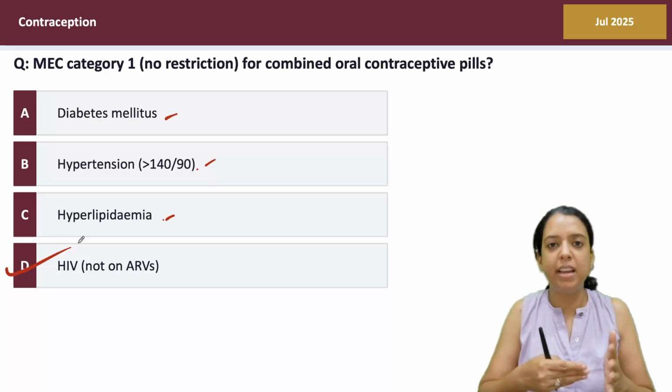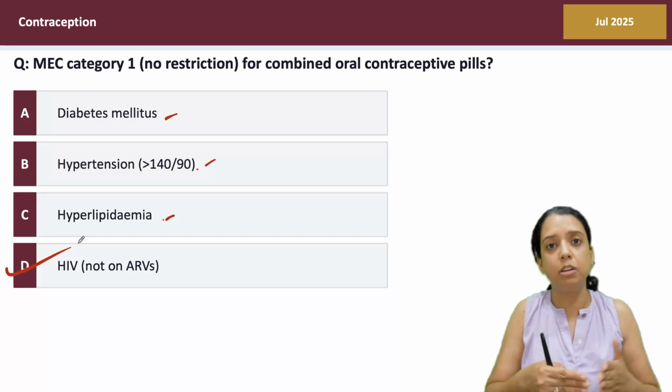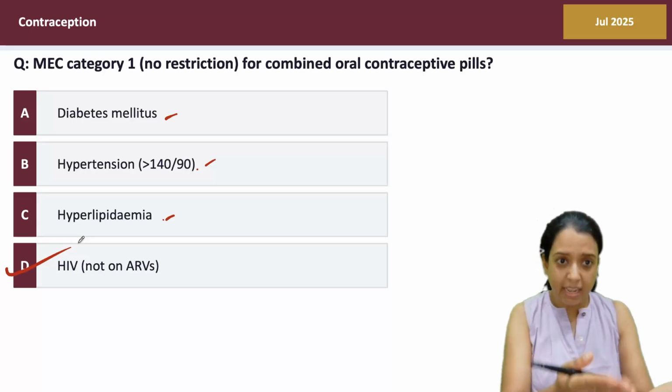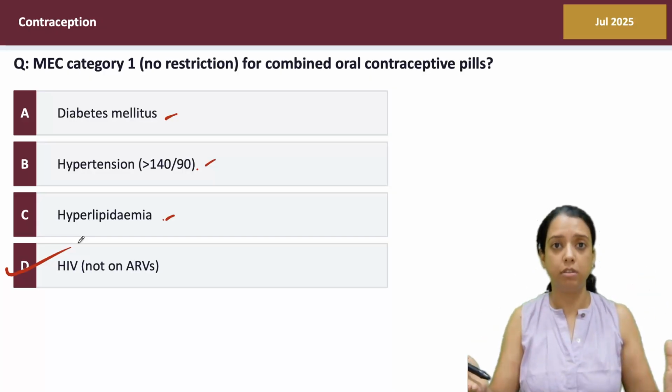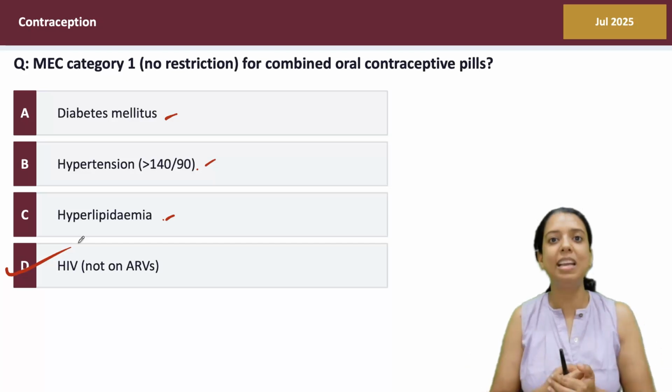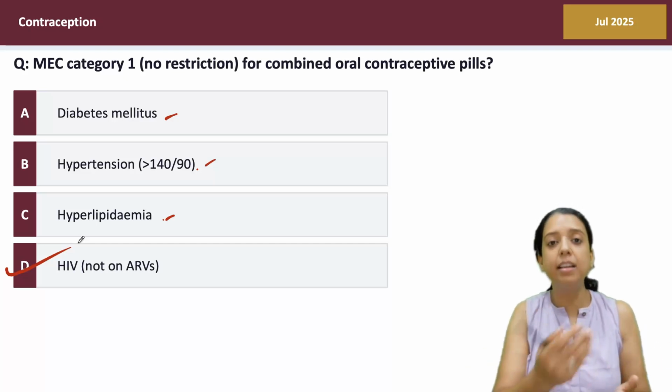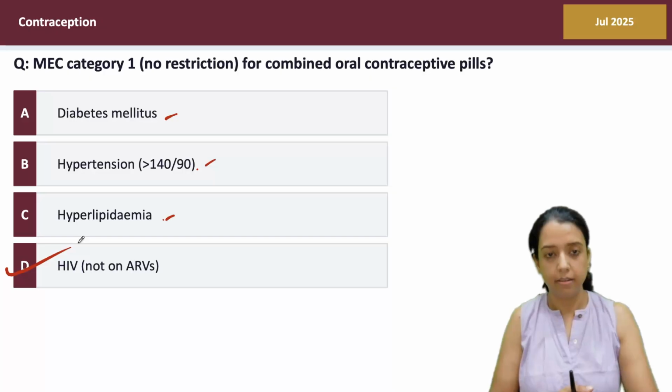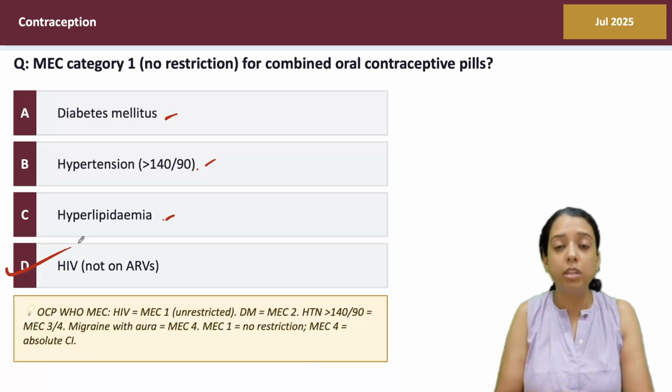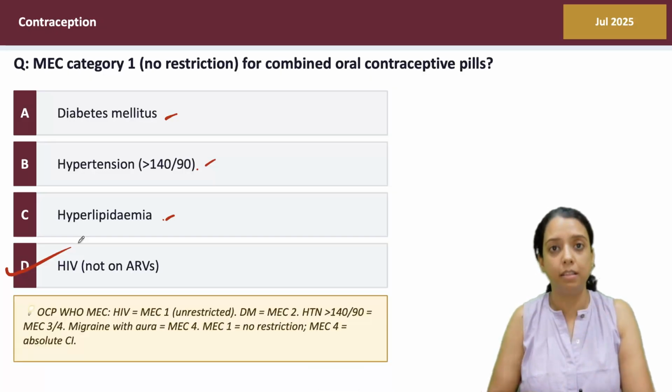Can you give it to a diabetic, hypertensive, breast cancer, stroke patient? No. Can I give it to an HIV patient? Of course. Okay, whatever increases the risk of stroke, I can't give hormonal pills. What I can give is IUCD. I can give progesterone pills in them.